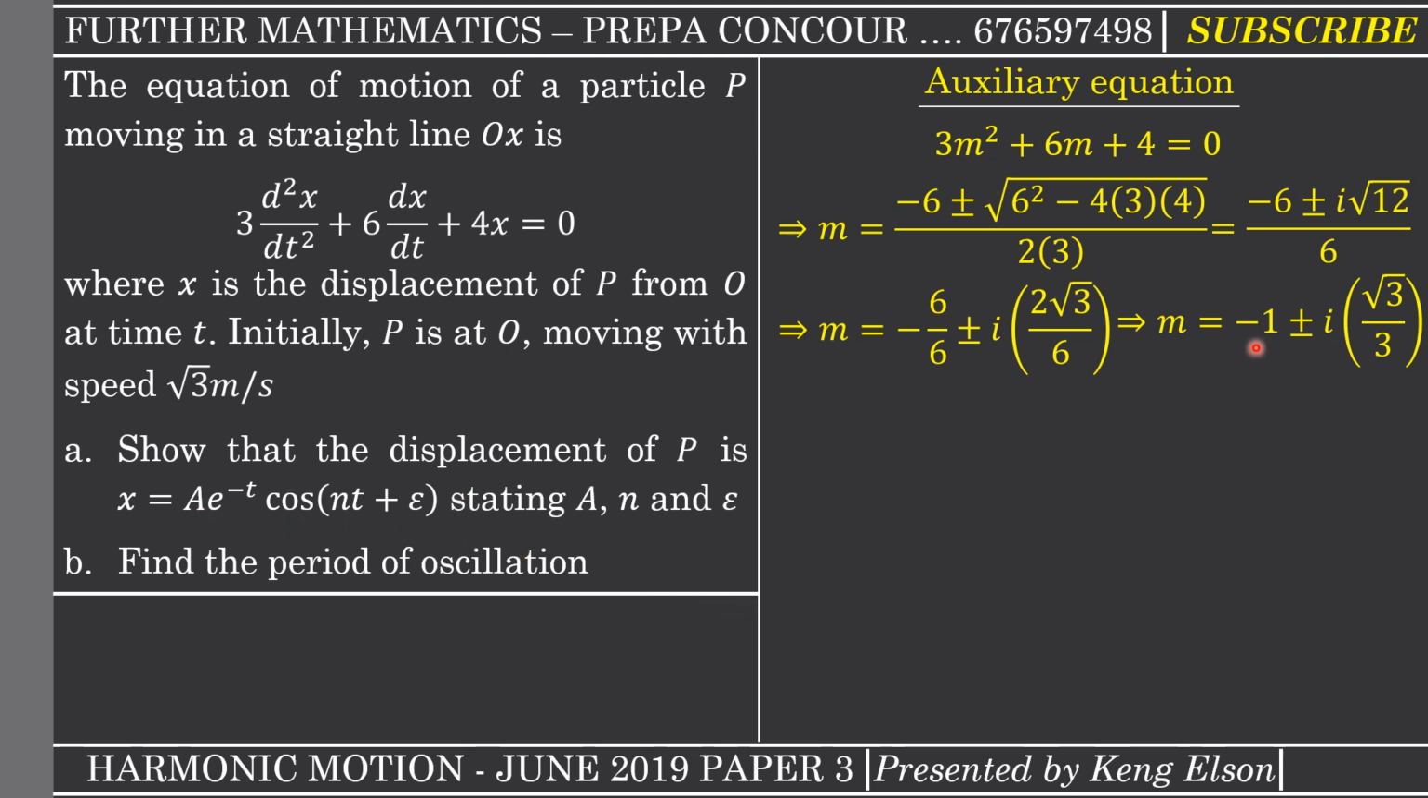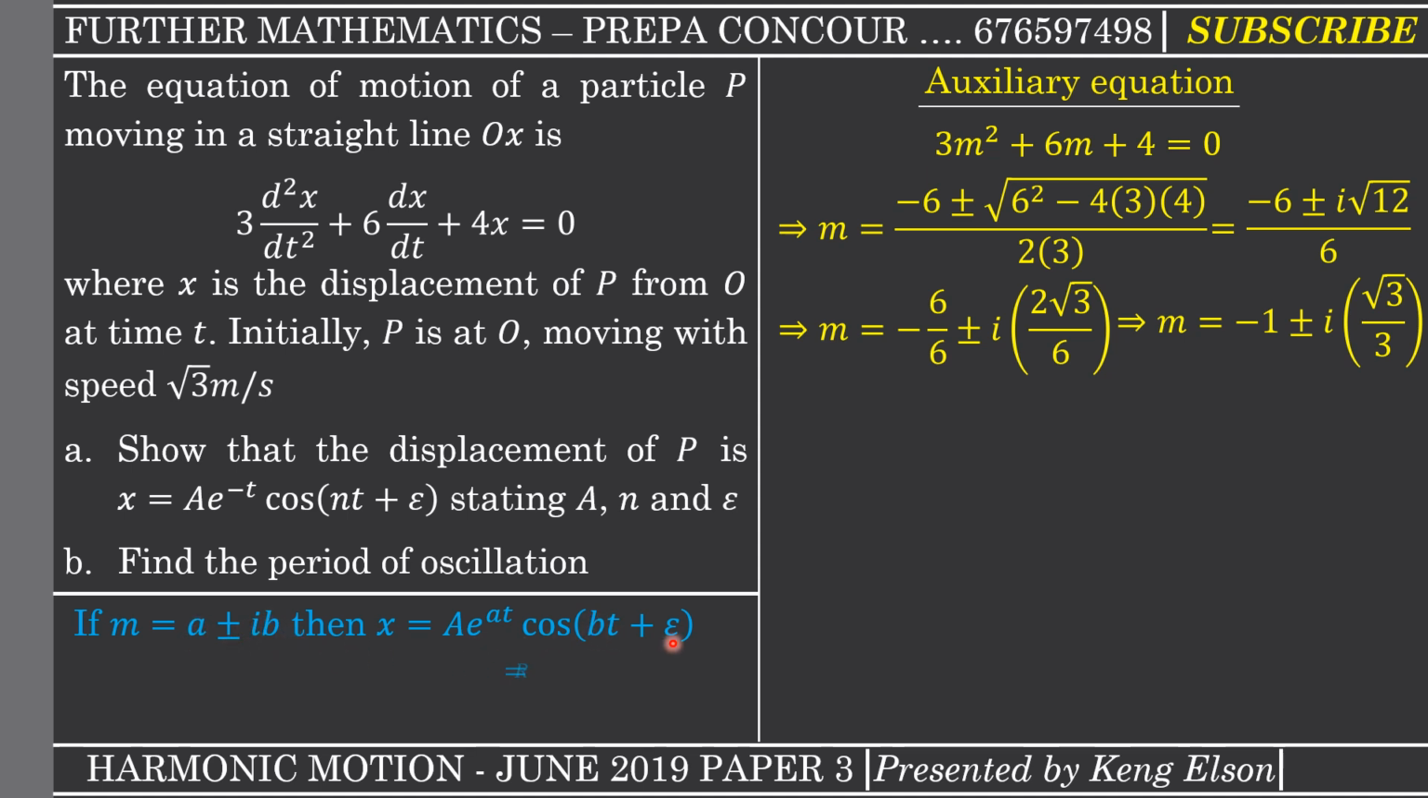So whenever the roots are complex, if the roots are in the form a plus or minus ib, then the general solution is of this form: capital A e to the at cosine of bt plus epsilon, where this small a here is the real part of the root and small b is the imaginary part of the root.